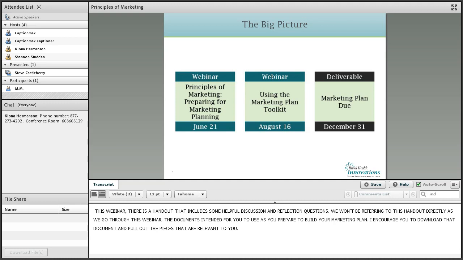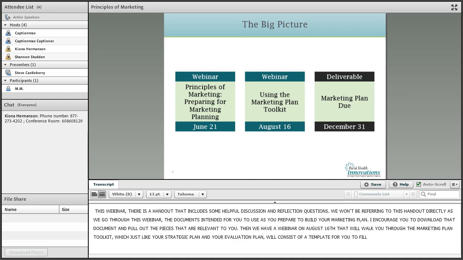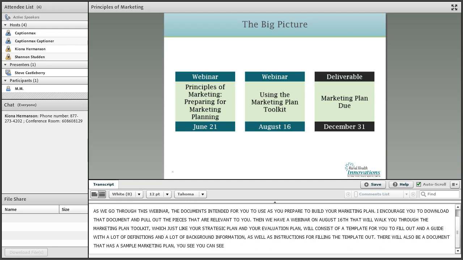Then we've got a webinar on August 16th that'll walk you through the marketing plan toolkit, which, just like your strategic plan and your evaluation plan, will consist of a template for you to fill out and a guide with a lot of definitions and a lot of background information, as well as instructions for filling the template out. There will also be a document that has some sample marketing plans, so you can see how other networks have developed theirs in the past.